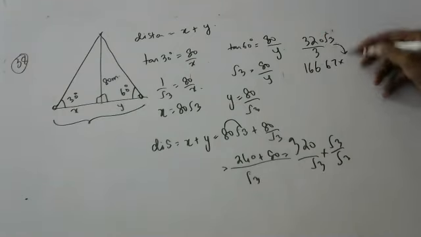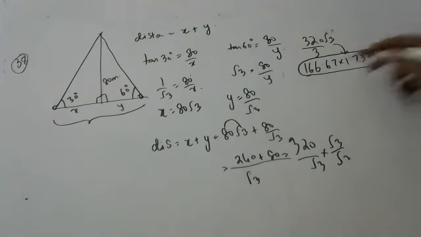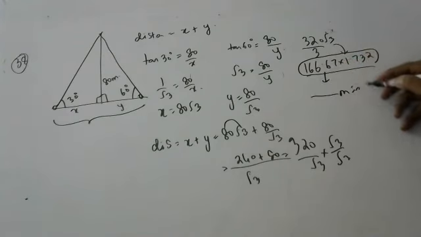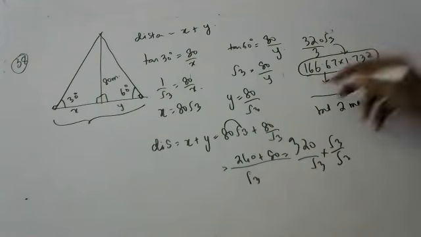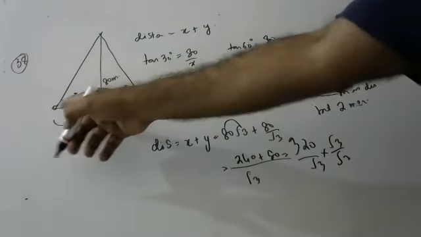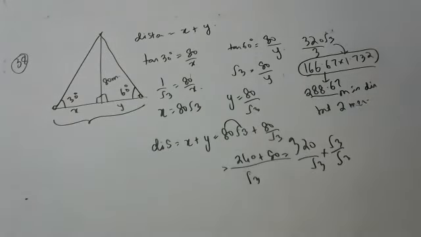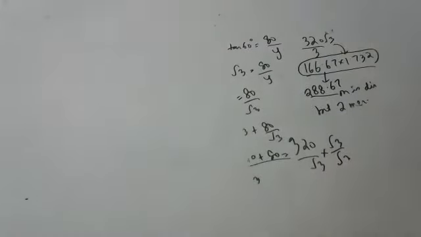166.67 into root 3, which is 1.73. So the result is 288.67, so 288.67 meters is the distance between two men. This distance I found out, this distance I added, and that gives the distance between two men, children. Okay children, next one, the 40th sum.